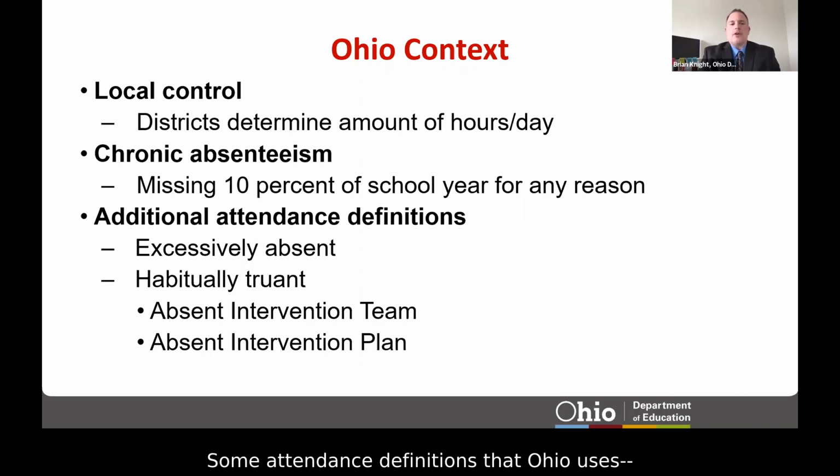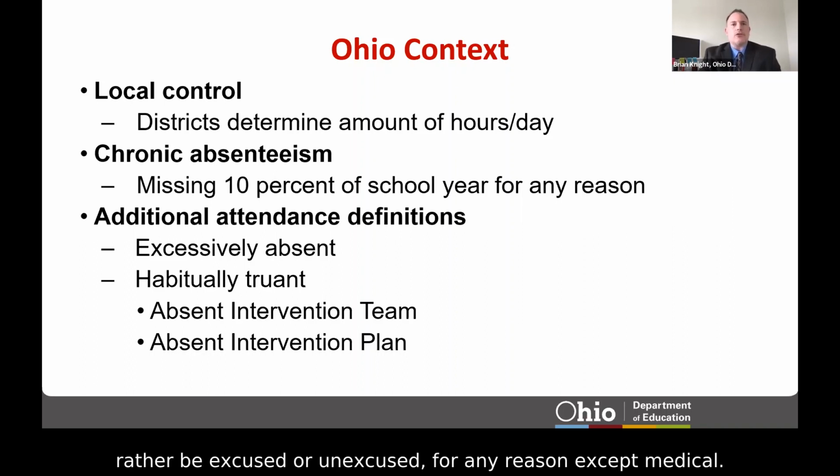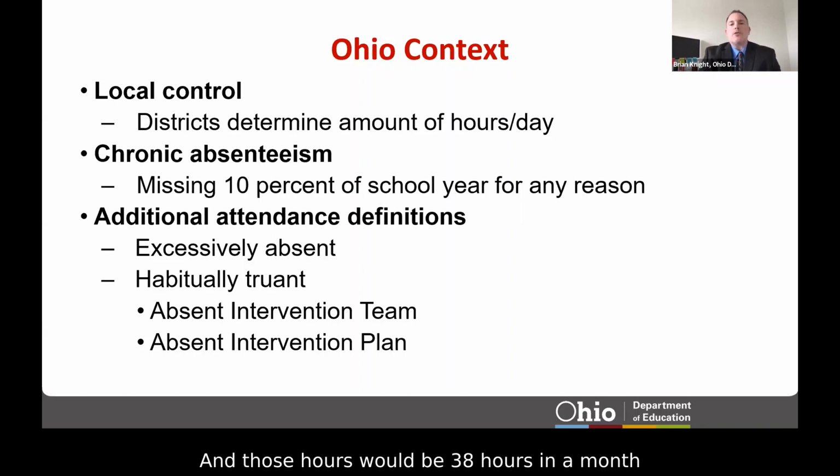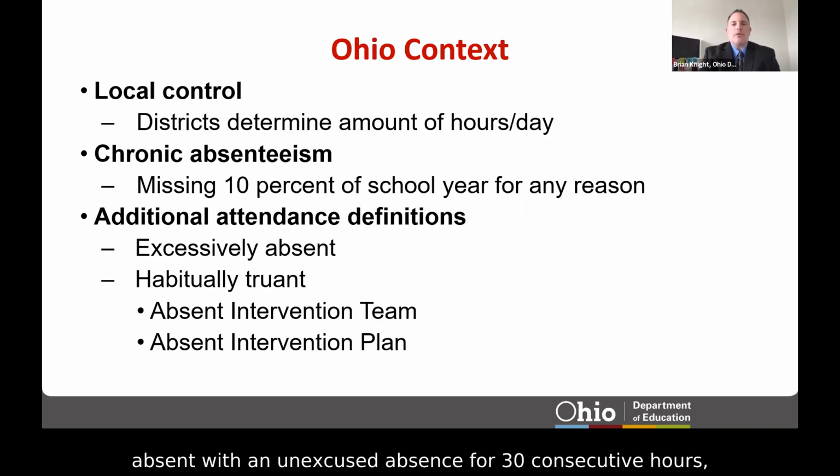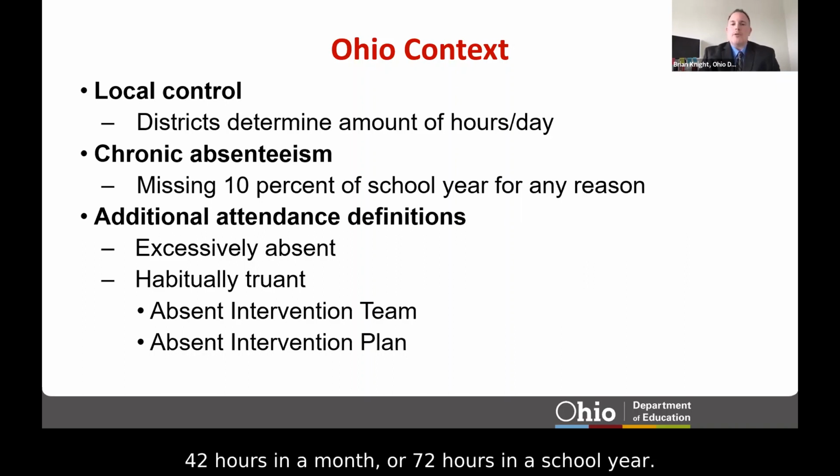Some attendance definitions that Ohio uses: we have what's called excessively absent. Excessively absent is a student who is out of school, whether it be excused or unexcused, for any reason except medical. And those hours would be 38 hours in a month or 65 hours in a year. We also have habitually truant, and this is a little more intensive, and it does require some additional interventions for students. A habitually truant student is absent with an unexcused absence for 30 consecutive hours, 42 hours in a month, or 72 hours in a school year.